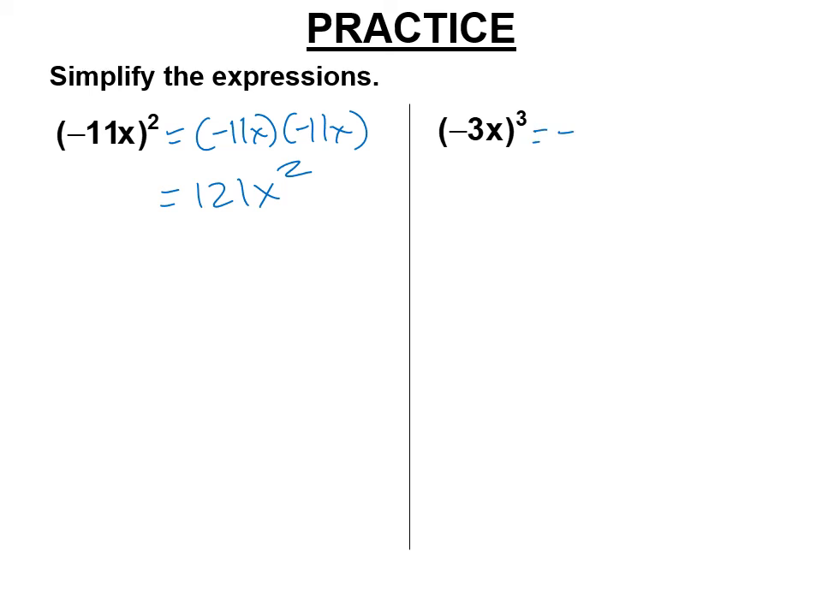This is the tougher one. Three negatives make a negative. 3 times 9, 3 times 3 is 9, times 3 is 27. So this is negative 27x cubed.